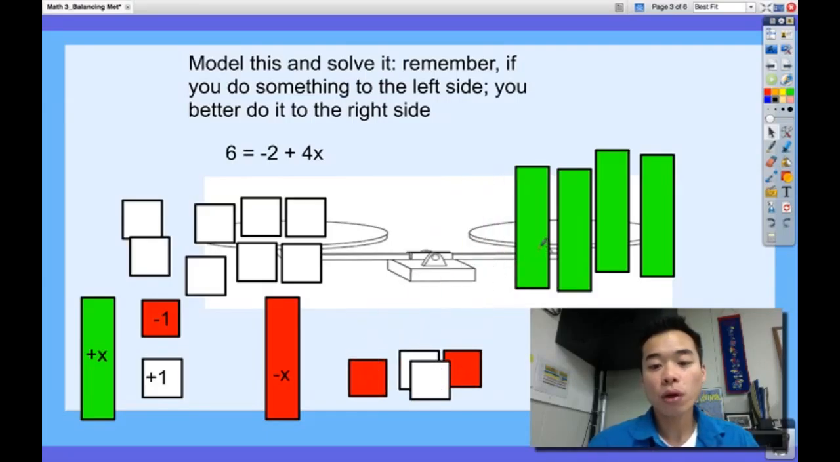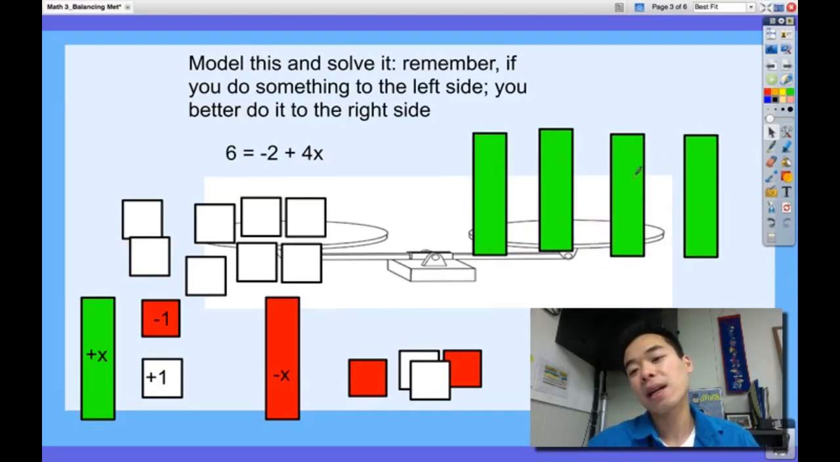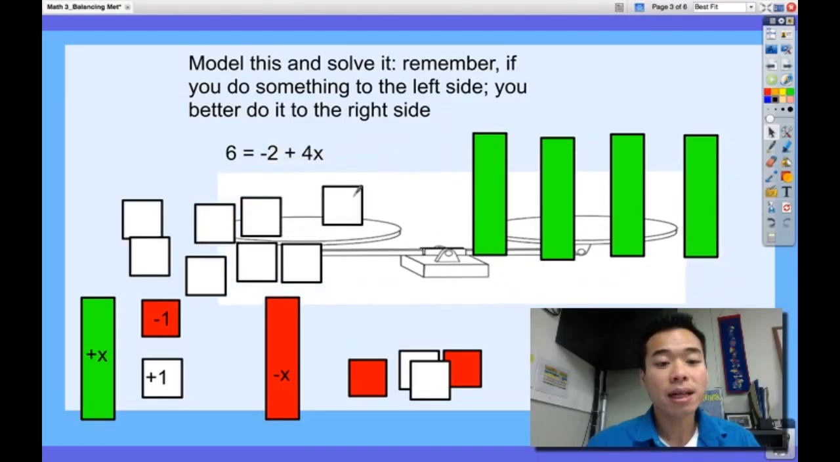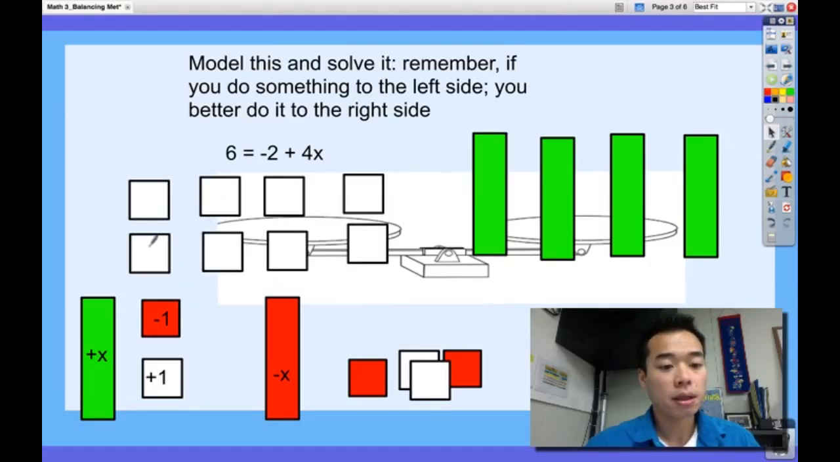And then I have 4 groups of x, or just 4x. What I'm going to do is break that up. In mathematics, breaking it up is the same thing as saying dividing. So I broke that up into 4 equal parts, or 4 equal x's. Therefore, I need to break these white tiles into 4 equal parts. There's 1 group, 2 groups, 3 groups, and 4 groups. So what that means is each of these x's, each of these bars, each x is equal to positive 2, because we broke it up into 4 groups, and we also broke up the other side of the scale into 4 groups.